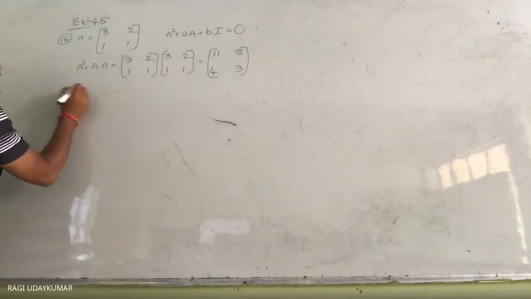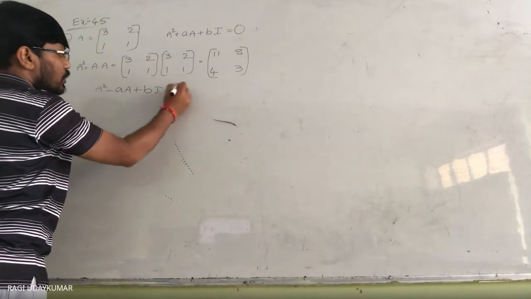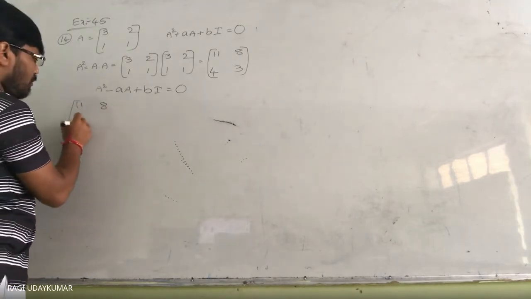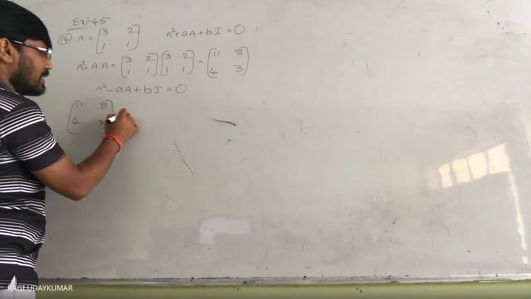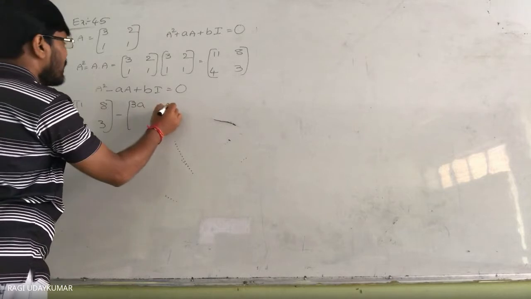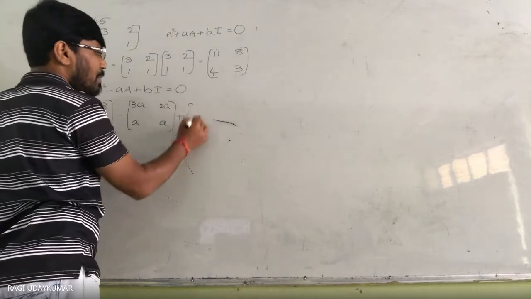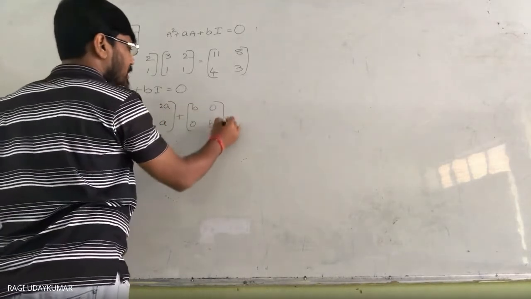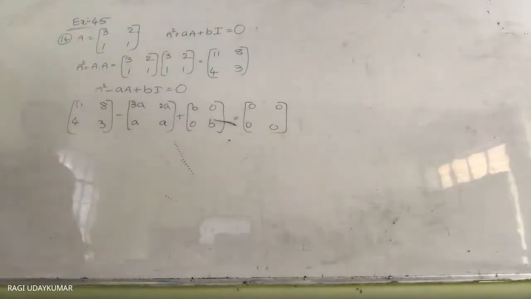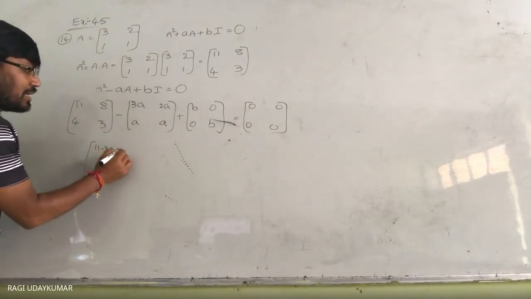Now, whatever is given to you, let us take A square minus small a into A, minus b into I is equal to O. What is A square here? 11, 8, 4, 3 minus a into A, meaning multiply a completely with A: 3a, 2a, a, 2 small a. bI is nothing but b, 0, 0, b, is equal to the 0, 0, 0, 0 matrix. Now what do you get from this on simplification? 11 minus 3a plus b.